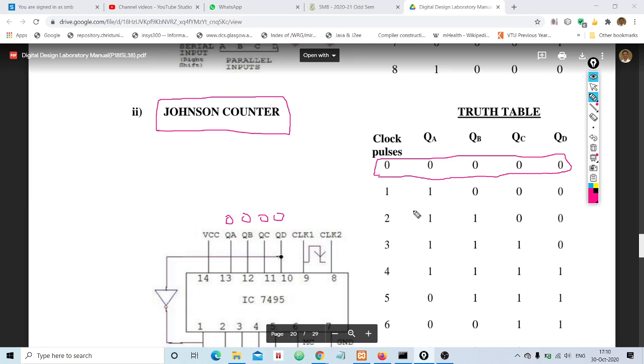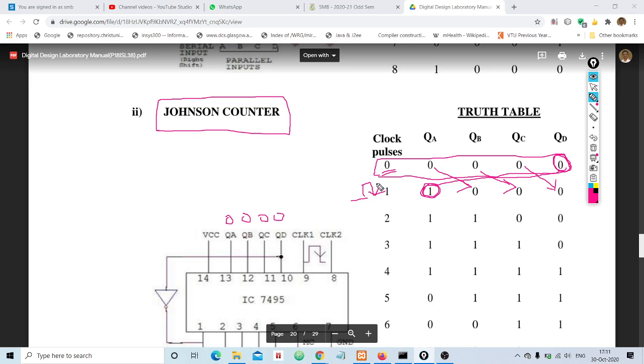Now what Johnson counter will do: it will take the QD value, the bit present in QD, and complement it first. I mean it will complement this 0, complement is 1, and that 1 will be placed in the QA position. Clear? And as usual, QA content will be shifted to QB, QB content will be shifted to QC, QC content will be shifted to QD. So when this happens, as I mentioned in the case of ring counter, when you apply the clock, this 0 indicates the initial condition.